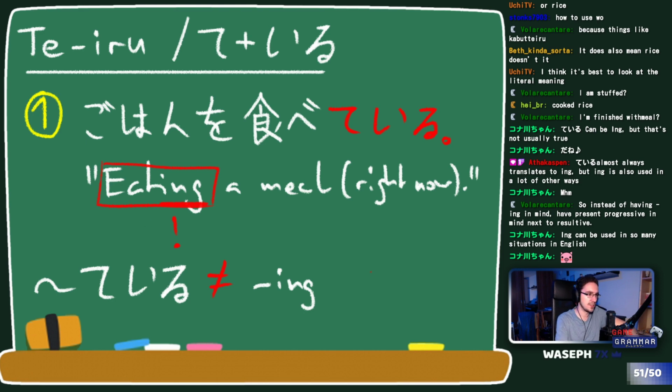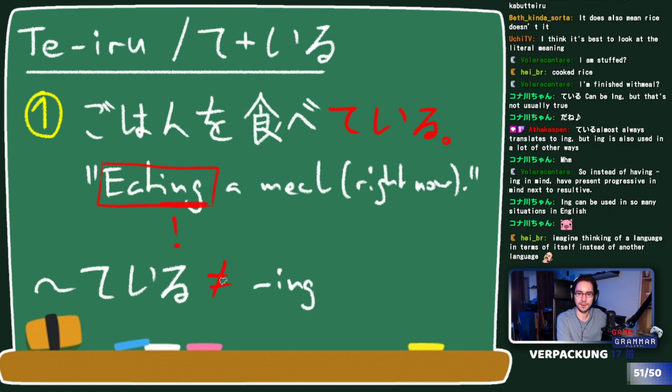But that's not at all what Te-Iru does. You could never use Te-Iru to express that you like the act of eating. Instead of having ing in mind, have progressive to resultative in mind. Yeah, so there you go.